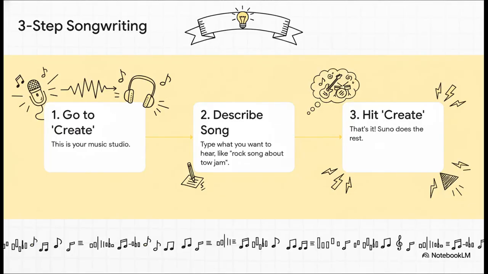And when I say simple, I mean it. It's really just 3 steps. You go to the Create page. You type a description into the little box, anything at all, like a rock song about a traffic jam, and you hit Create. That is it. Suno just goes and does everything else. The lyrics, the melody, the singing, the whole shebang.